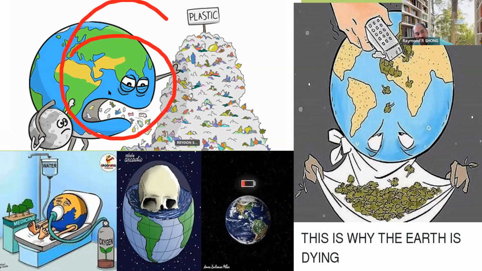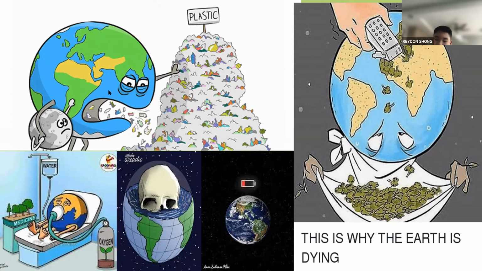Okay, explain to me why you choose number 1. Because the earth is vomiting all the plastic that we're polluting. So it's not good. There's too much plastic and it's not good for the earth. Thank you. Well said.